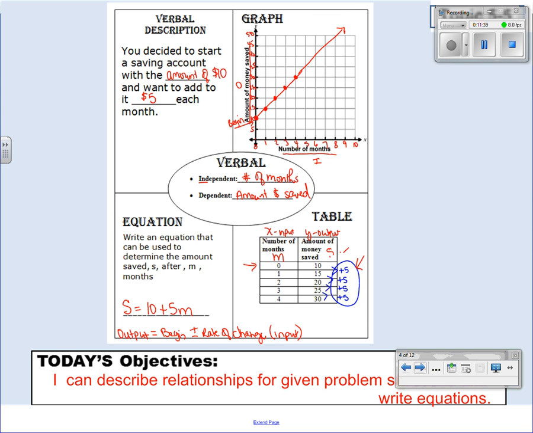This concludes topic 5-5, making connections.